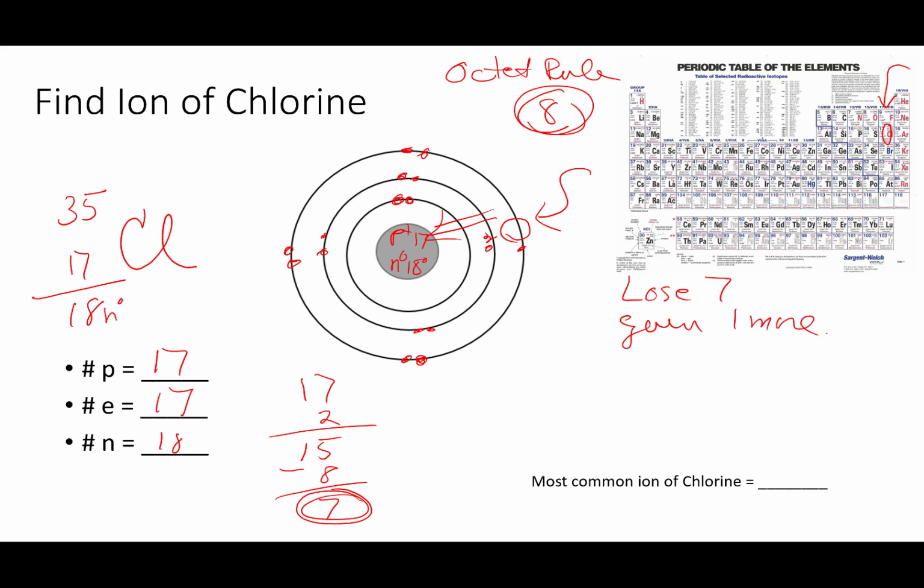What makes chlorine so incredibly reactive is that it's very good at gaining one more. So if it gets one more from someplace else, and we'll show you how that happens in a moment, it's going to end up with 17 protons in its nucleus, and instead of 17, plus 1, 18 electrons. That's going to make it have one negative charge, and the most common ion of chlorine is -1.